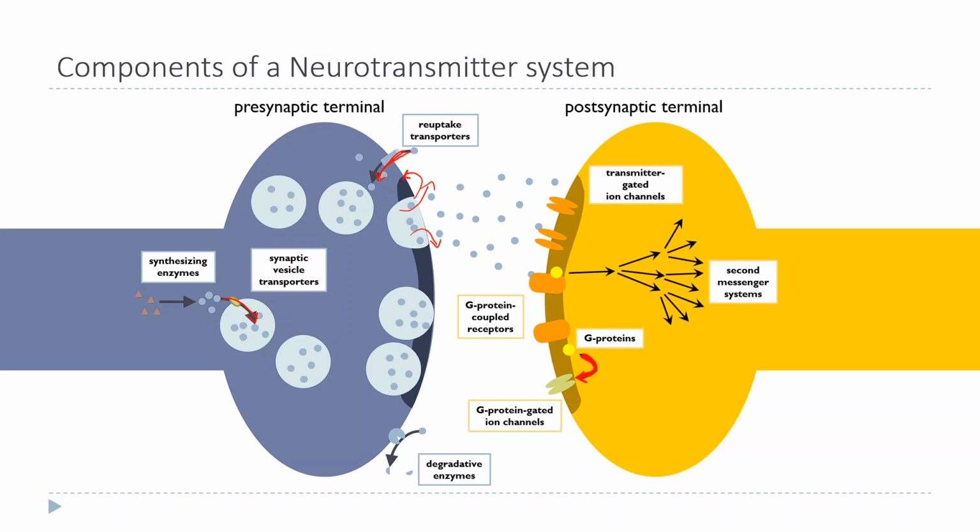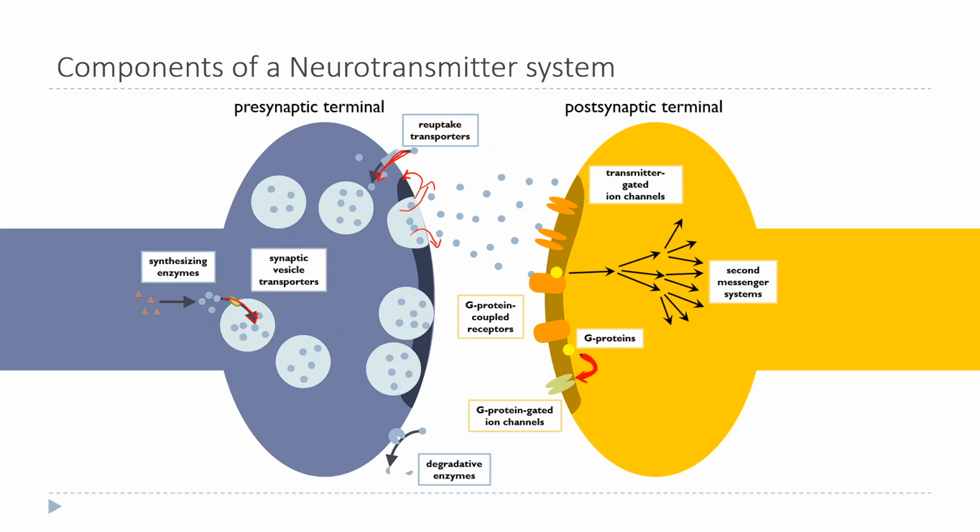But then other G proteins work through second messenger systems. These are molecules that are produced by an enzyme, and they then go on and activate other downstream molecular pathways in the postsynaptic cell. So these are all the components that are part of a single neurotransmitter system.